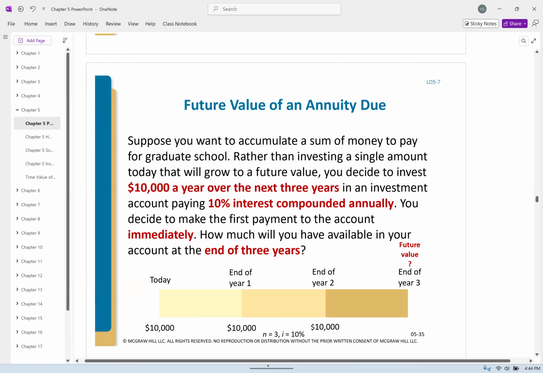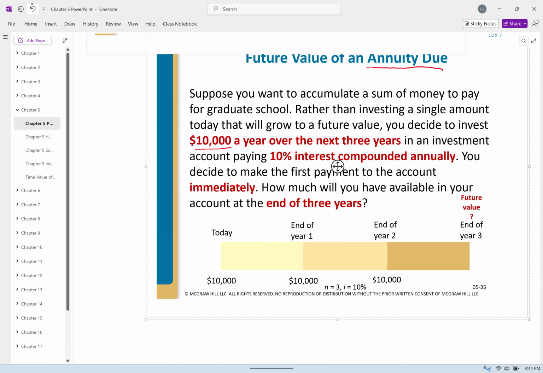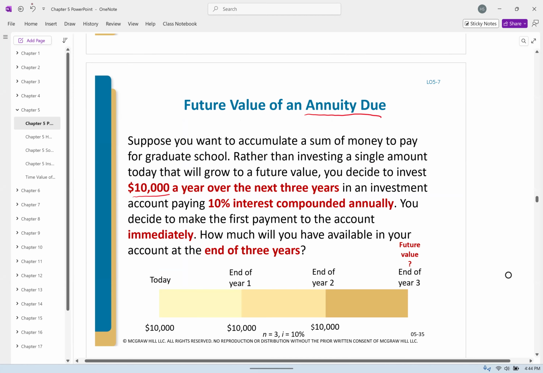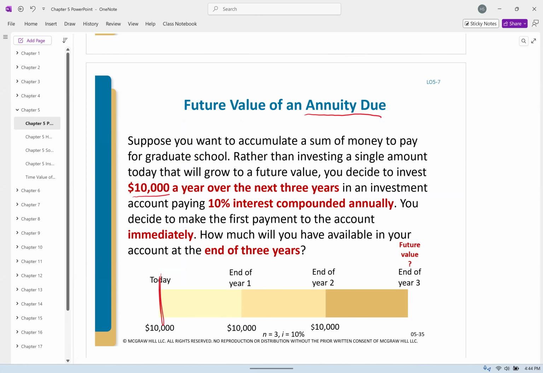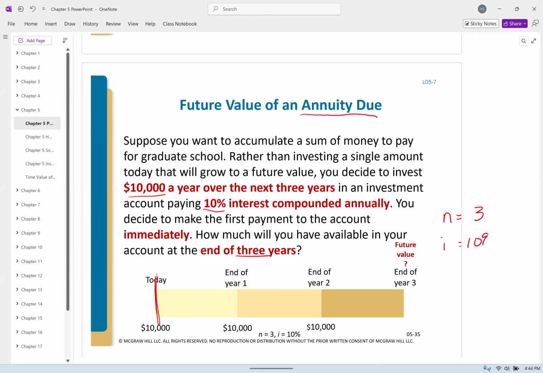So now let's look at the future value of an annuity due. Suppose that we're going to invest 10,000 a year over the next 3 years, but we're going to do it on the first day, the very first day. We're getting one extra interest period. So we've got 10%, and we're still at 3 years. Sometimes I like to just draw some of these little things out so I know what I'm looking for and it makes it easier.